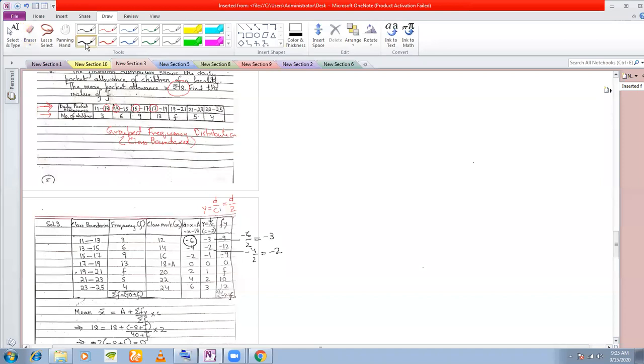For this one, the value is minus 2. Minus 2 divided by 2 will give me minus 1, and so on. So you calculate y for each of the rows.